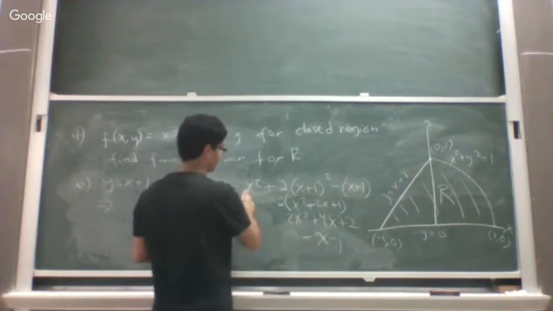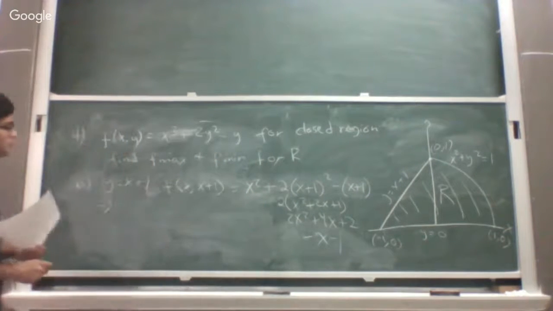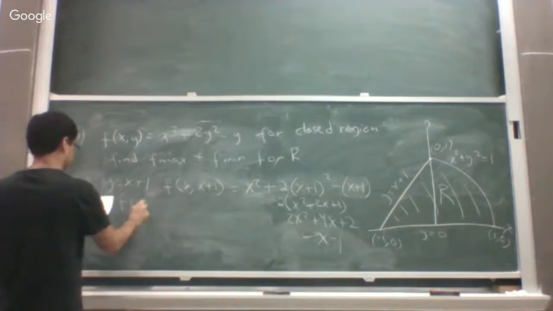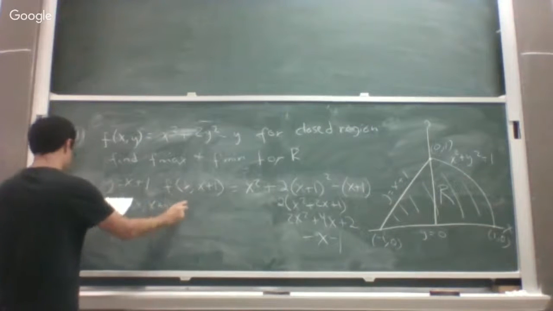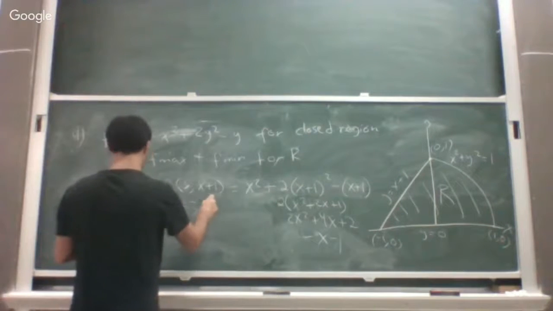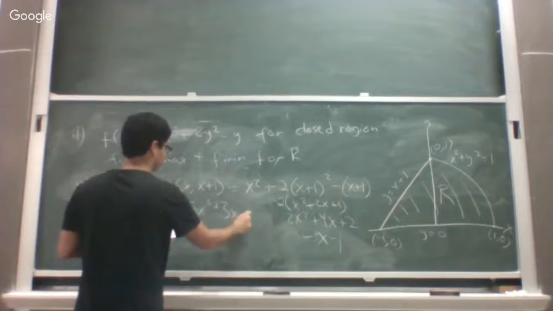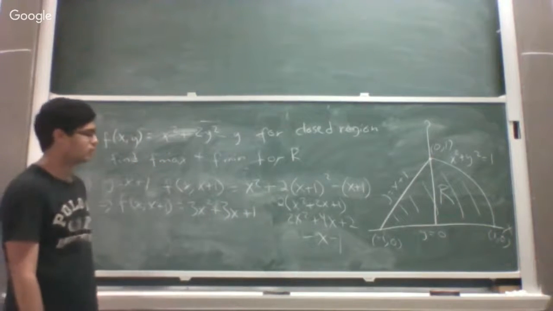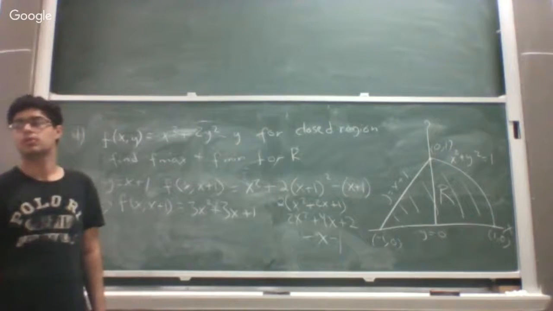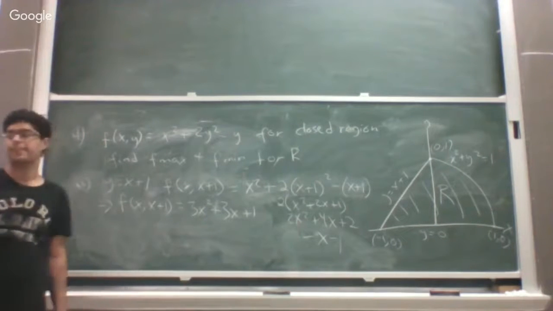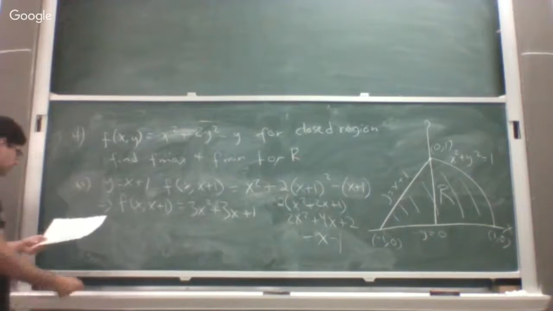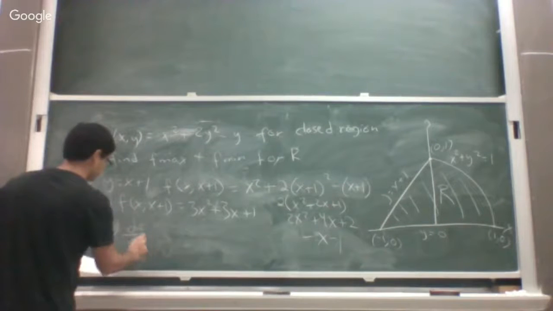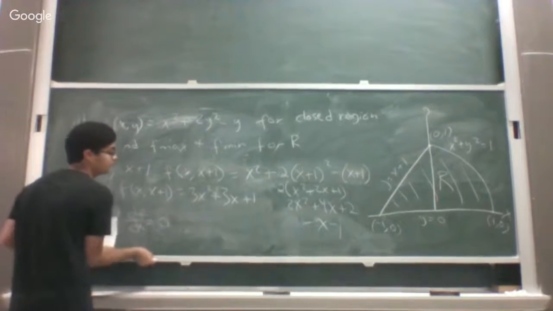And then we have an x squared here. So that's equal to 3x squared plus 3x plus 1. You set all of these equal to 0 when you solve for it. So that's the first part, d/dx equal to 0.